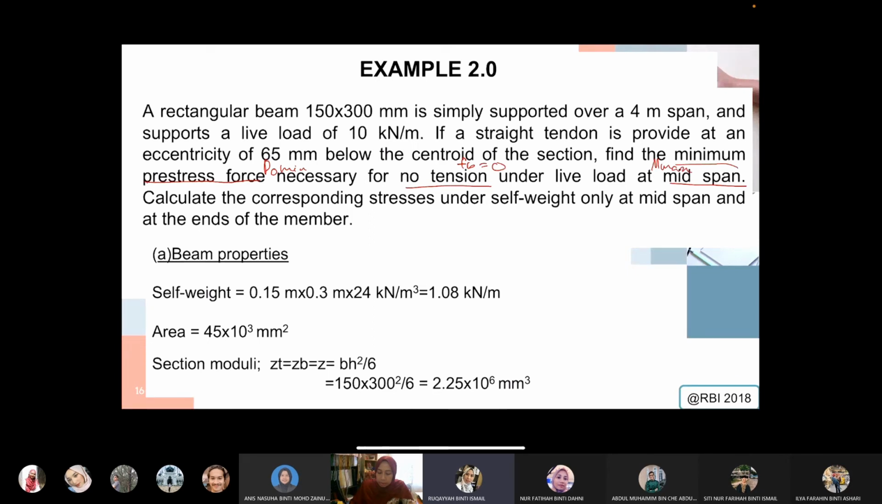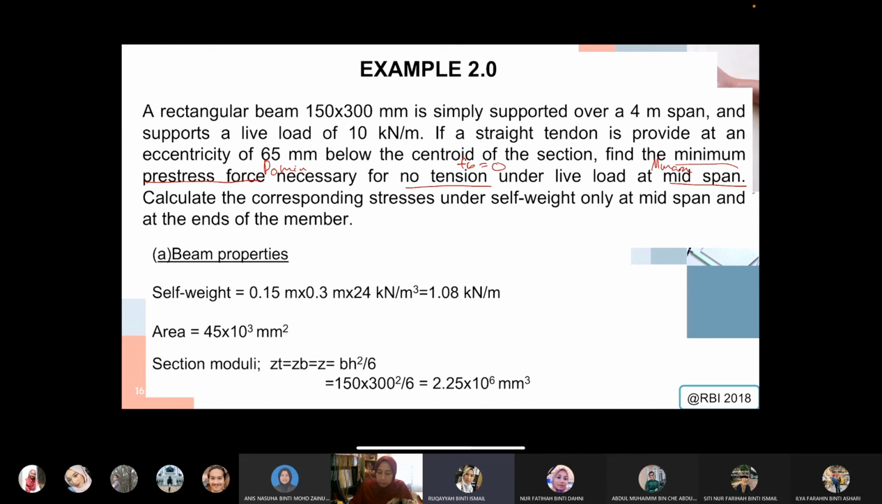So calculate the corresponding stresses under self-weight only, at mid-span and also at the end of the member. So there are conditions. Yeah? Okay, later on we will look into it.